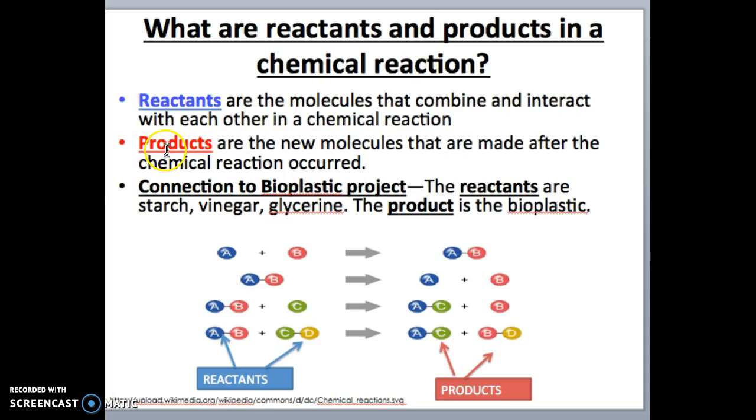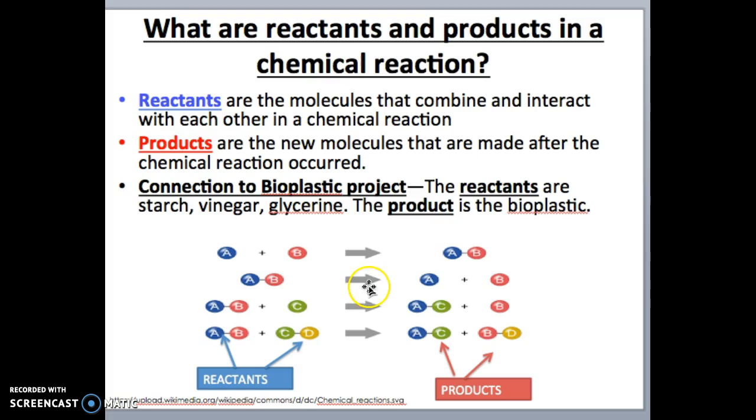Now, we have two terms that you need to know when we talk about chemical reactions. The first term is reactant. Reactants are molecules that combine and interact with each other in a chemical reaction. In this diagram, we have four different chemical reactions shown, and the small circles represent molecules or atoms that are being combined together. On this side, we have the reactants.